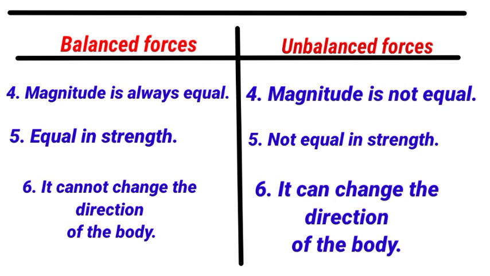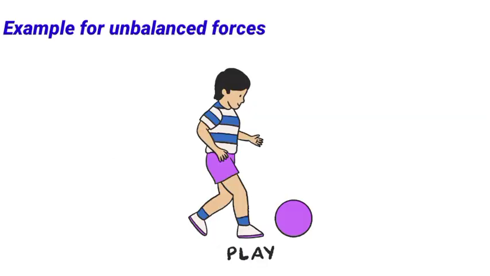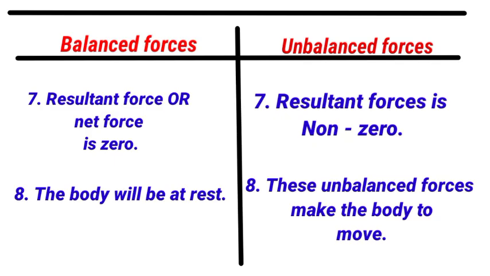Just now I told you a person was standing and two forces were acting on him. It cannot change the direction of the body. While unbalanced force can change the direction of the body. In this example, we have observed that the boy was applying the force. Just now we observed that the ball doesn't move until the boy provides an unbalanced force upon it. So it can change the direction of the body. So the ball can change the direction. It can go anywhere. So unbalanced forces can change the direction, while balanced forces cannot change the direction of the body. In balanced forces, the resultant force is zero. I mean, in this the net force is zero.